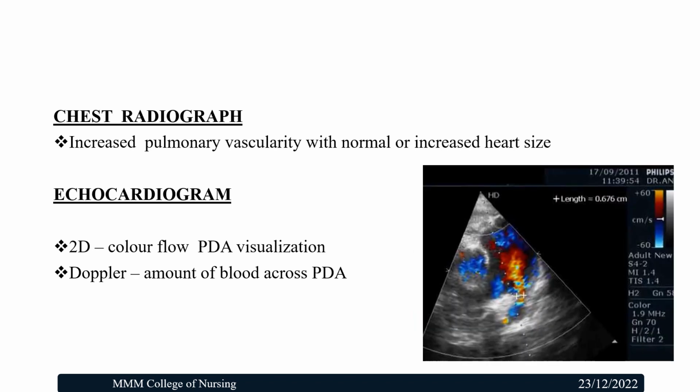Coming to the chest X-ray, you can see the increased pulmonary vascularity with normal or increased heart size. Sometimes it may be normal or sometimes the heart size will be increased. Echocardiogram 2D shows the PDA visualization. You can visualize the PDA, and with Doppler, the amount of blood across the PDA can be visualized.